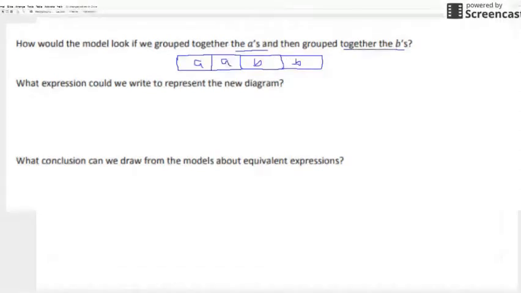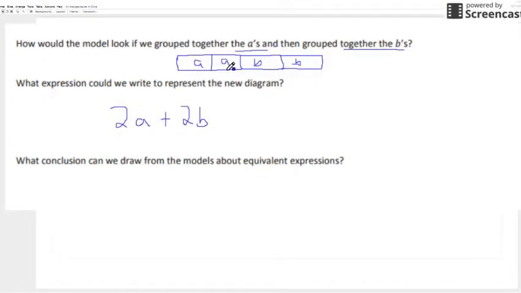So now it says to write an expression that could be represented by the new diagram. So what we have here, very similar to what we had before, we have 2 A's plus 2 B's. All right, because there's 2 A's here, so 2 times A, and there's 2 B's here, so 2 times B. And of course, we're adding them together because they're all connected.